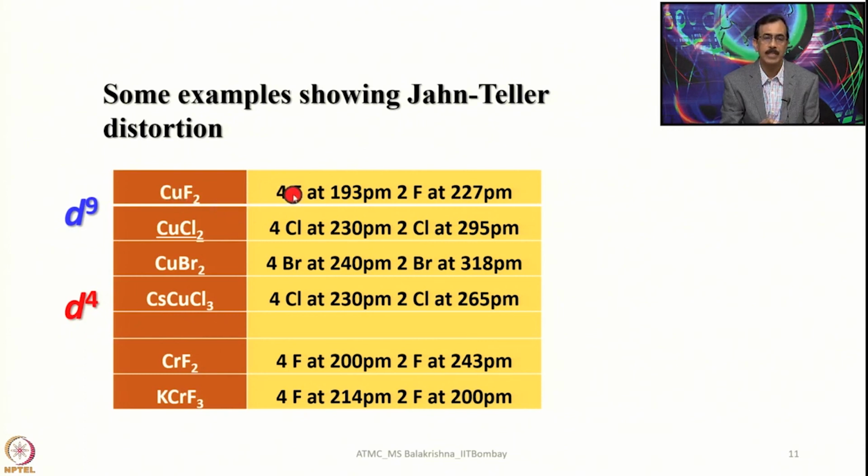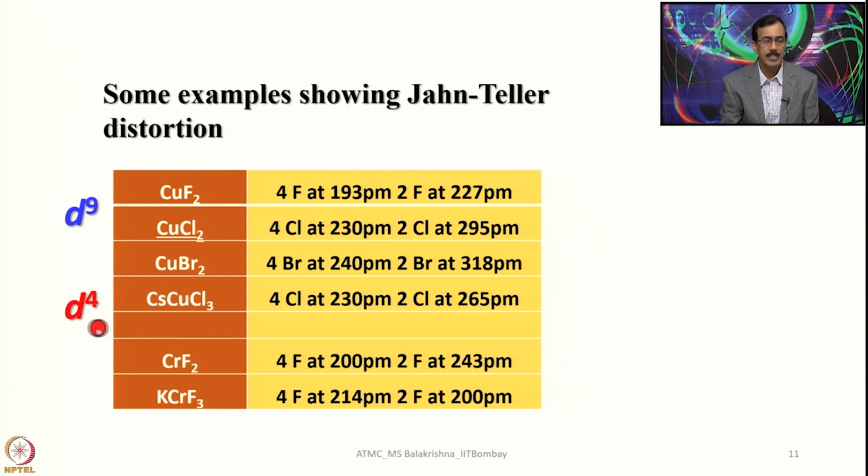4 fluorine atoms are at a distance of 193 picometer, whereas 2 fluorine atoms are at a distance of 227 picometer. So, here 2 are longer and 4 are shorter; you can say it is tetragonal elongation. If you look into CuCl2, again 4 bonds are at 230 picometer and 2 bonds are at 295 picometer. These 2 are longer and 4 are shorter, again tetragonal elongation. In the case of bromide, you can see 4 shorter bonds and 2 longer bonds along the z direction. So, in all these cases we invariably see tetragonal elongation, and the same thing is true in this case as well.